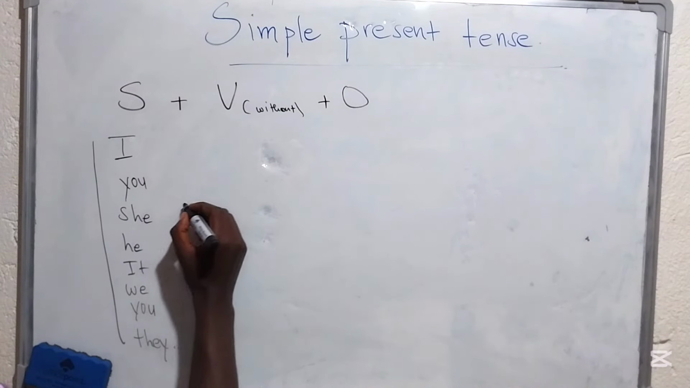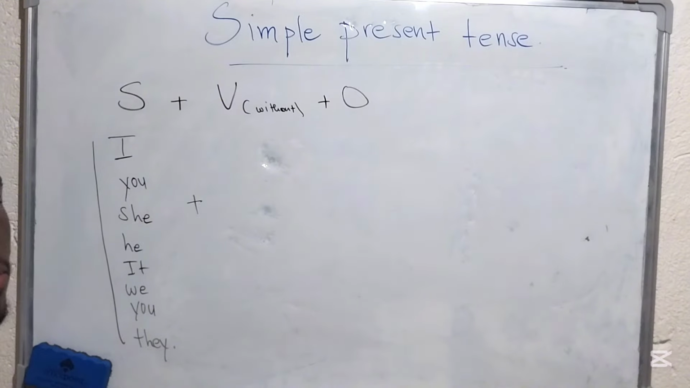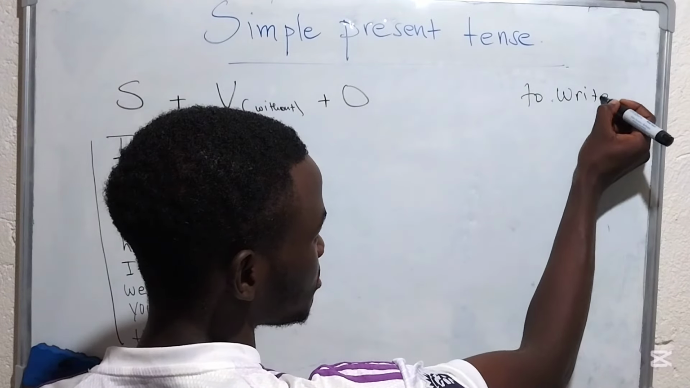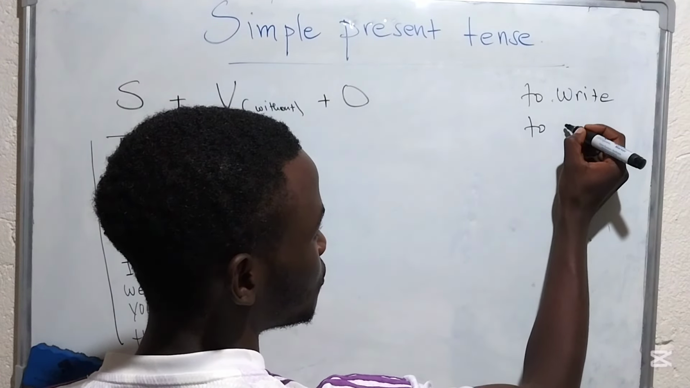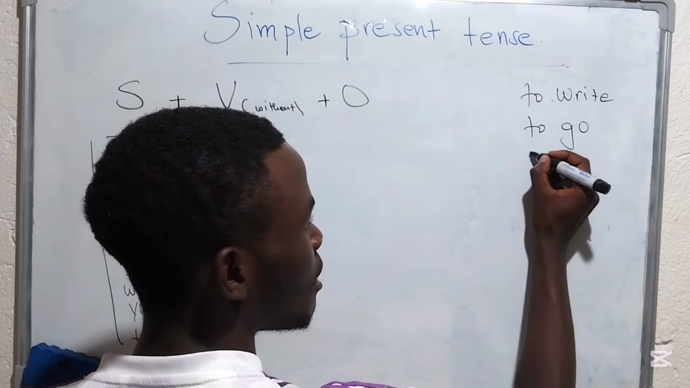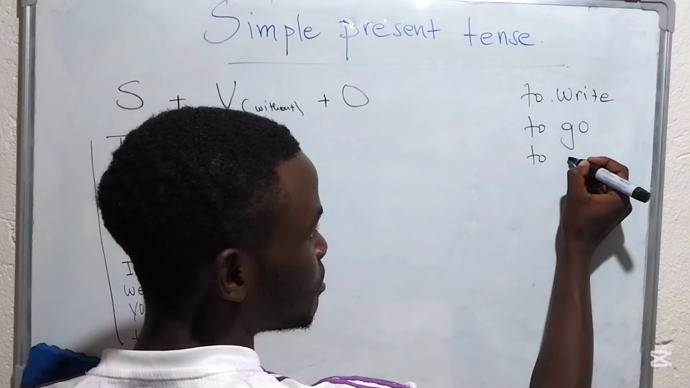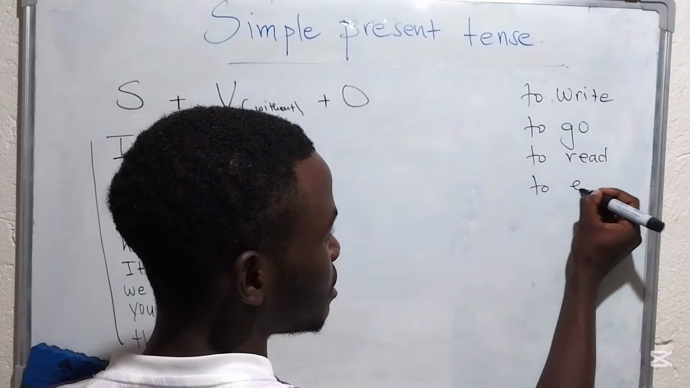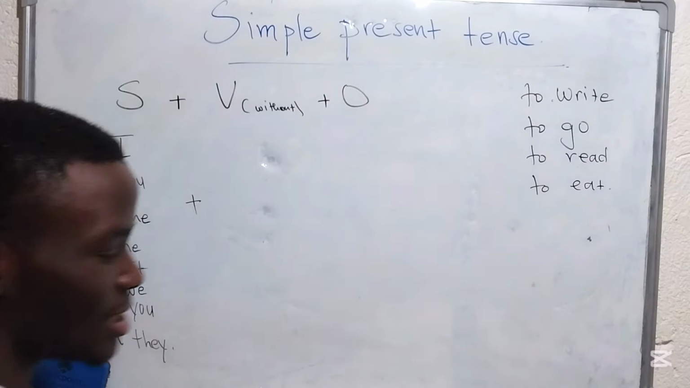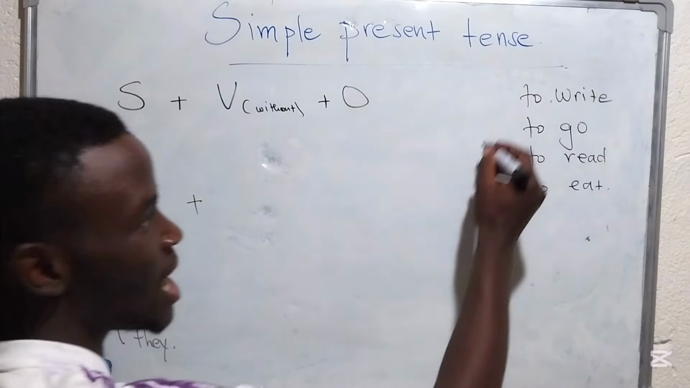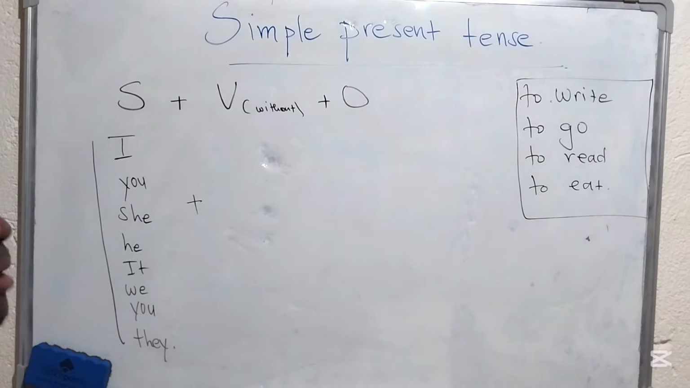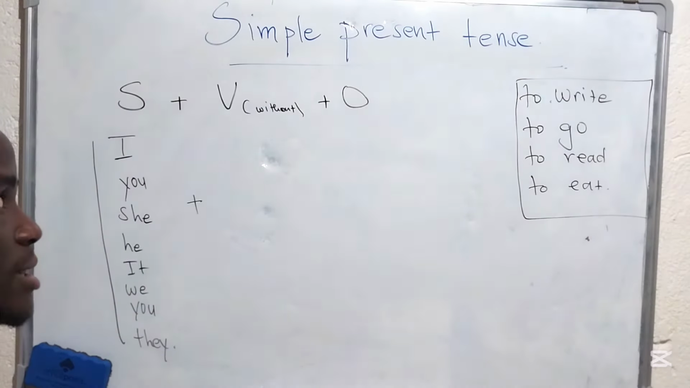Then after subject we add verb. Verb without to. We have different verbs. For example, verb to write, ivuga kwandika. Verb to go ivuga kujya ahantu. Verb to read ivuga gusoma. Verb to eat ivuga kurya. Mbese n'izindi verb zitandukanye. Dukoresha zino verb dukora interuro zo muri simple present tense cyangwa se dukoresha simple present tense.